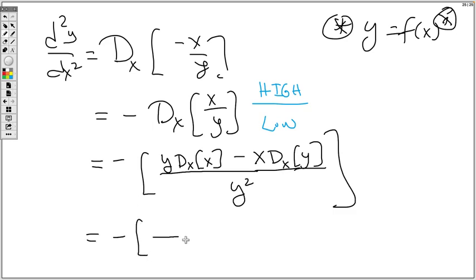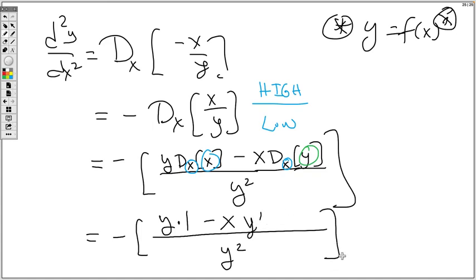I got the minus out front. Denominator is y squared. I've got y times, what's the derivative of x with respect to x? Those are the same, so that's just going to be what? 1 minus x times, what's the derivative of y with respect to x? That's what we call what? Oops, y prime. Everybody good up to here?